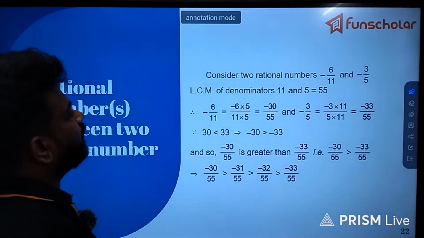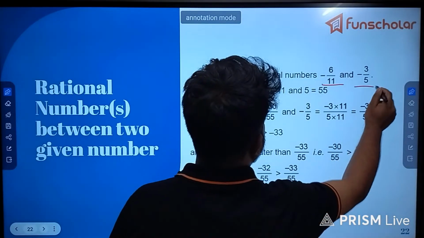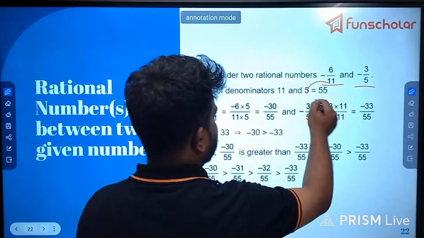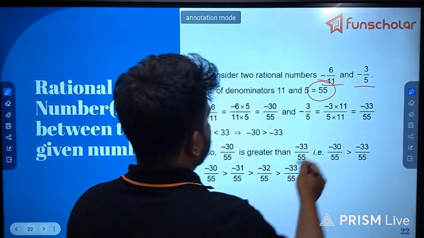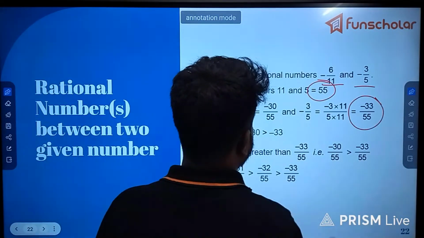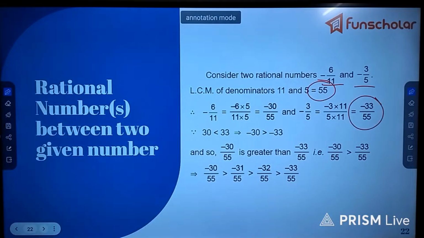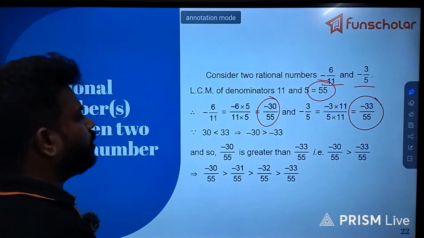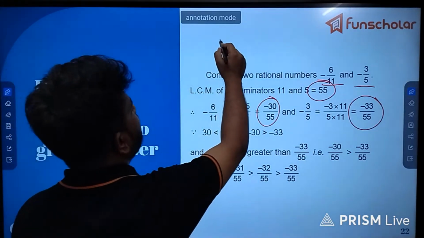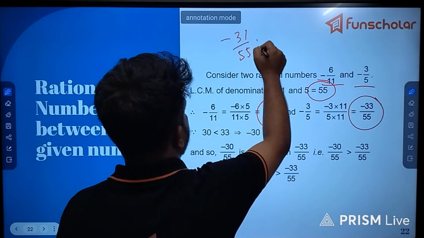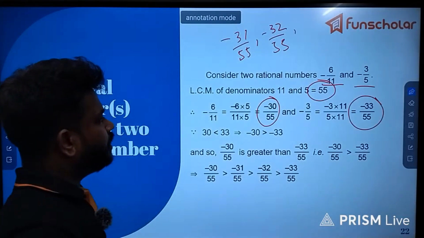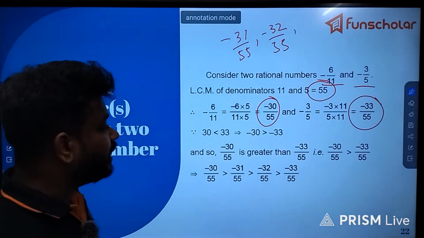So here consider two rational numbers, that is minus 6 by 11 and minus 3 by 5. So the LCM of the denominators will be 55, and their exact representation will be minus 30 by 55 and minus 33 by 55. So in between them there will be minus 31 by 55, minus 32 by 55, and yes, these two numbers will be in between them.